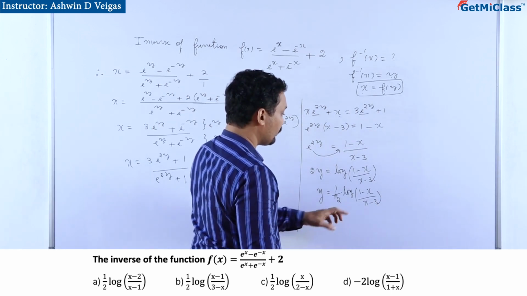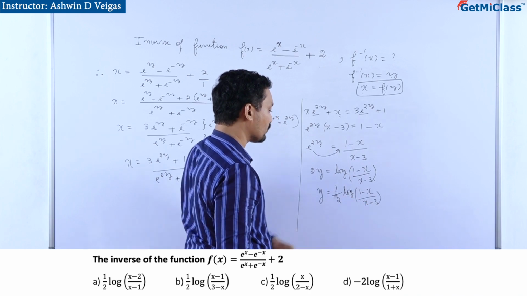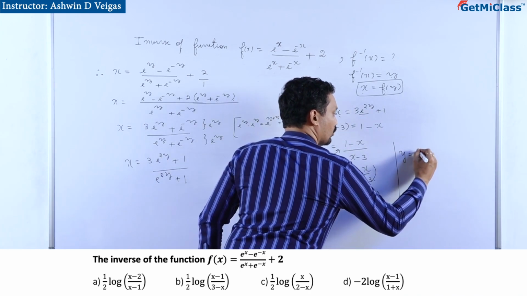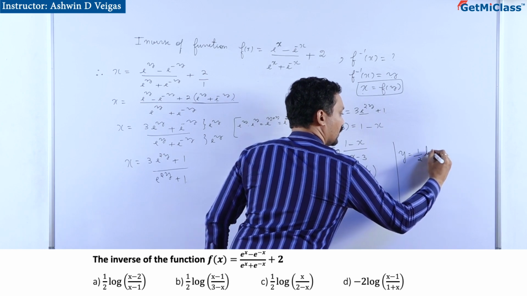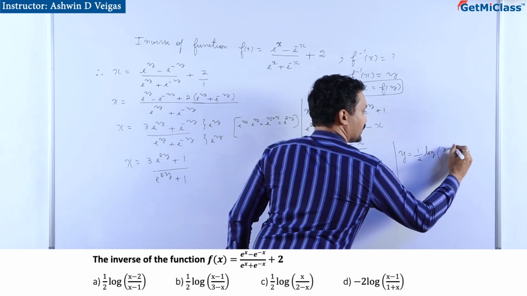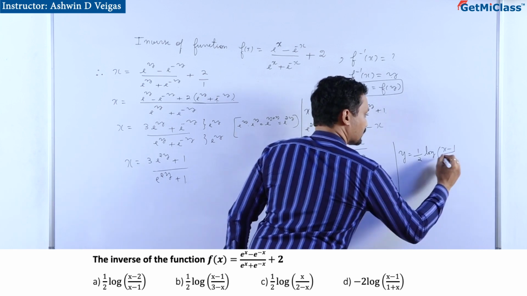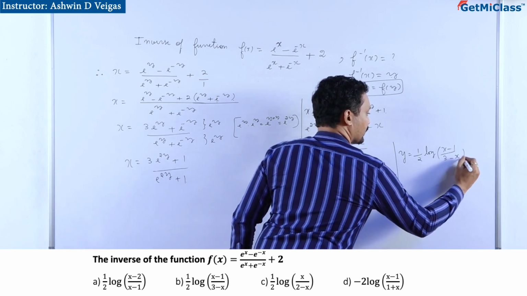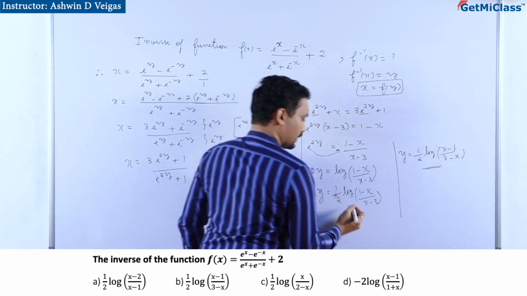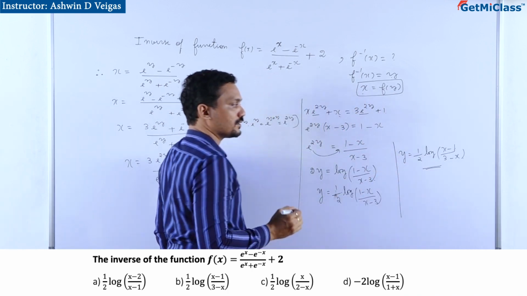And if you take the minus sign common from the numerator and denominator, we can also write this as y is equal to half log of x minus 1 by 3 minus x. So that is also allowed, x minus 1 by 3 minus x. So therefore either this or this is the right answer.